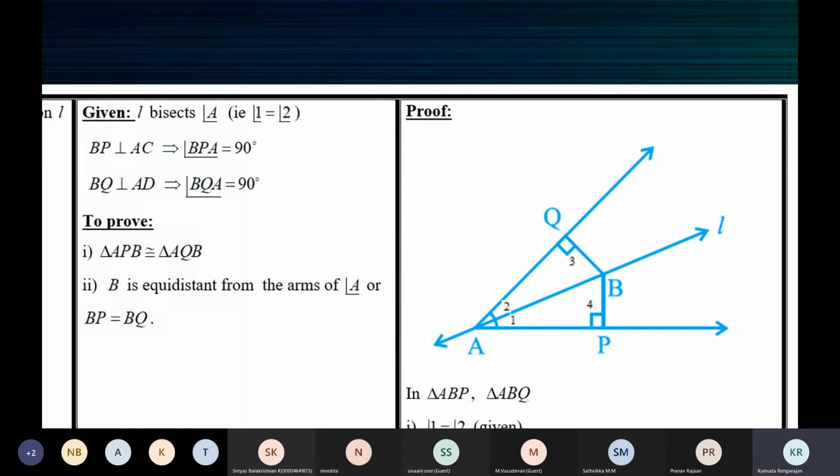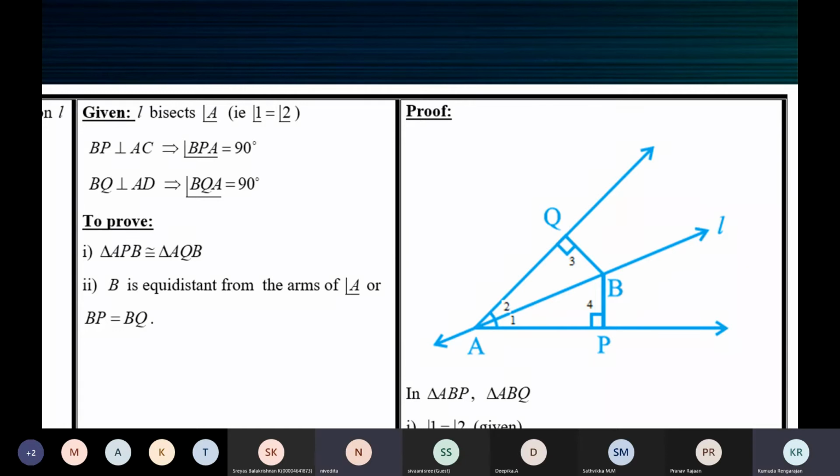Is AP equal to AQ? Okay, I have a doubt. AP equals AQ. Exactly. Even I wanted to ask the same thing. Who's that? Nivedita, ma'am. Now, Nivedita, you have to justify every equality you write. So when we say 1 is equal to 2, it is because L bisects A, which is given. And 3 is equal to 4 because 3 is 90 degrees, 4 is also 90. Now, Nivedita, please justify why AP is equal to AQ.